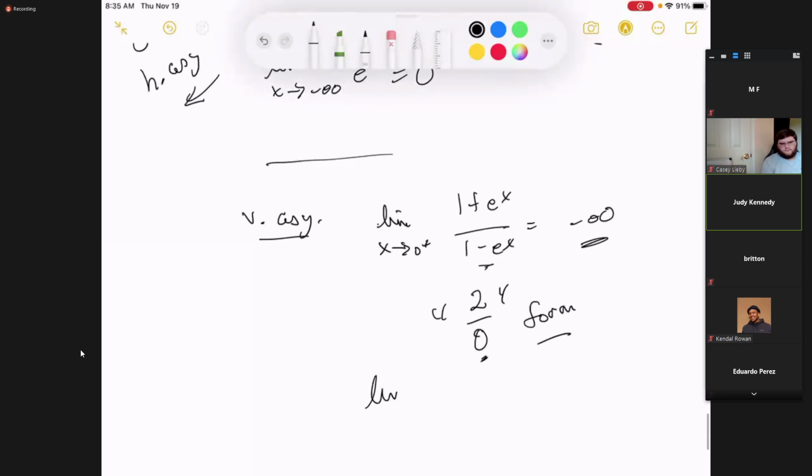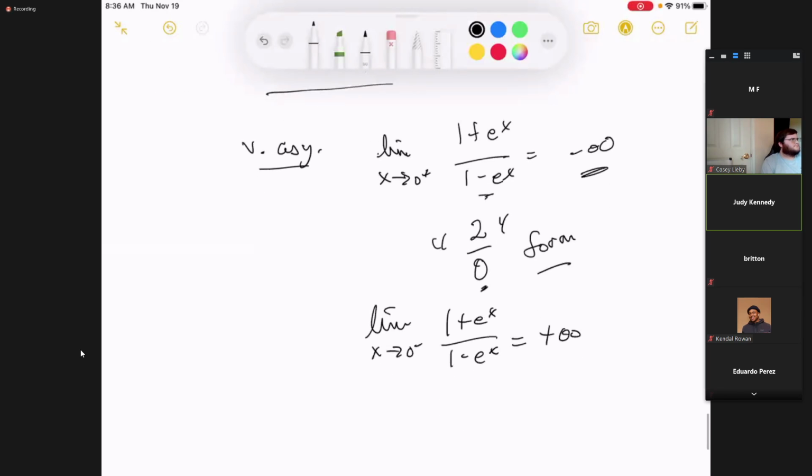And likewise, the limit as x goes to 0 from the left of this function is going to be positive infinity, because this is again the 2 over 0 form. But what you get in the denominator this time is small positive numbers, because you're coming to 0 from the left, so your e to the x's are going to be less than 1. So your limit's going to be positive infinity.